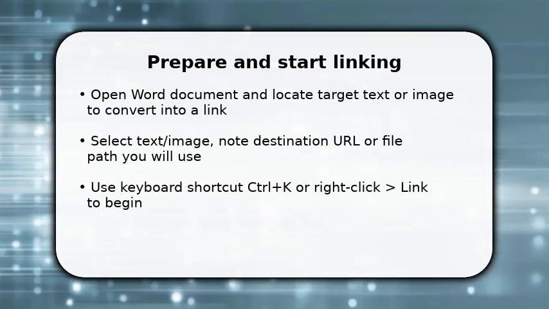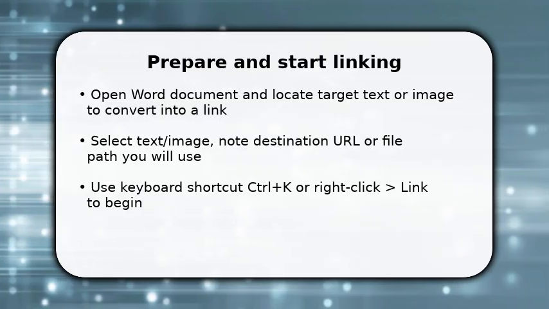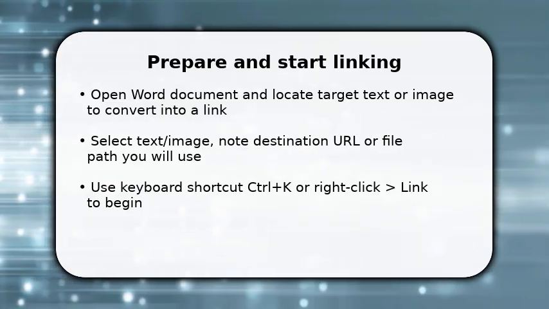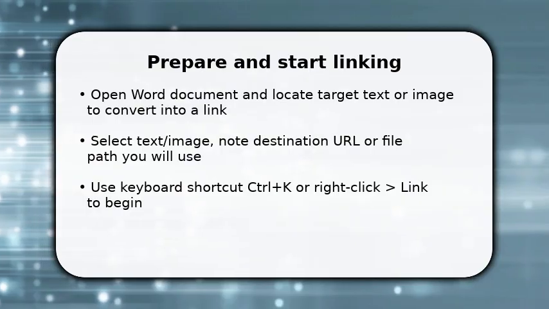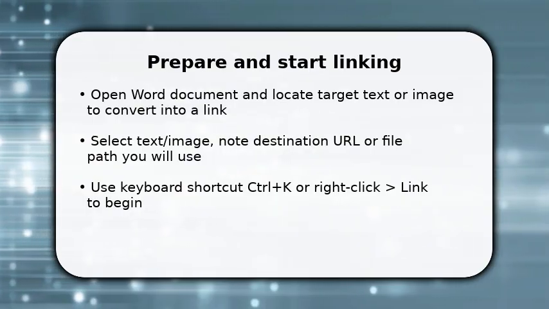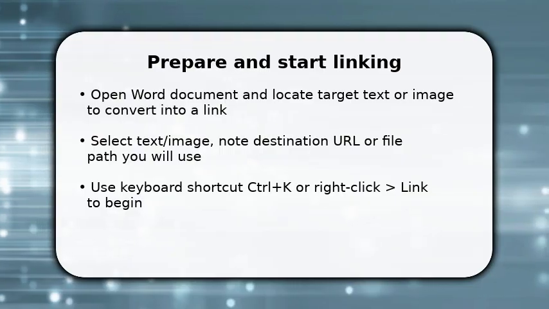You begin inside your Word document. Select the exact text or image you want to turn into a link. Once selected, press Ctrl+K or right-click and choose Link to open the Insert Hyperlink dialog.